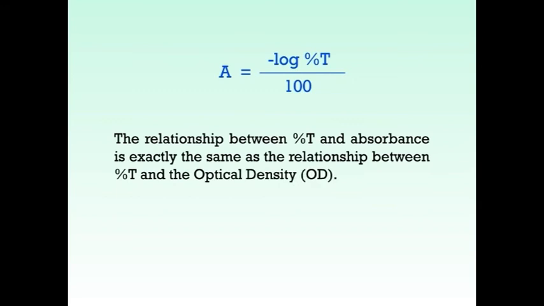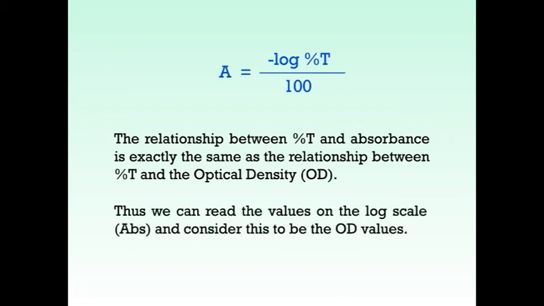The relationship between the percentage transmission and the absorbance is exactly the same as the relationship between percentage transmission and the optical density, that is OD. Thus, we can read the values on the log scale, that is absorbance, and consider this to be the OD value, that is the optical density value. Bacterial growth curve construction requires a sample of a 24 hour check flask culture.